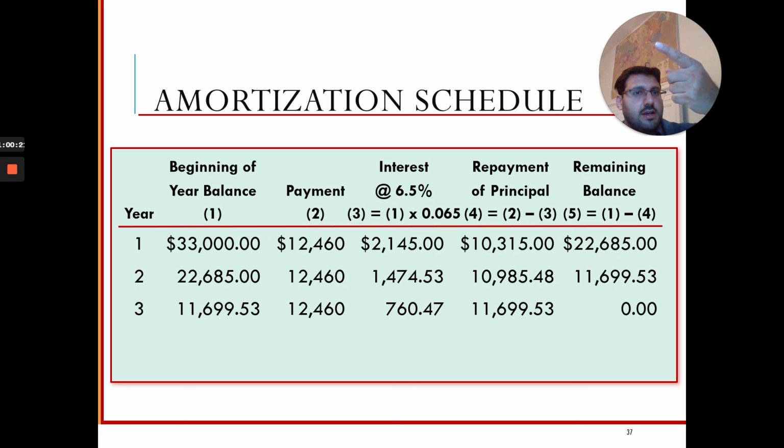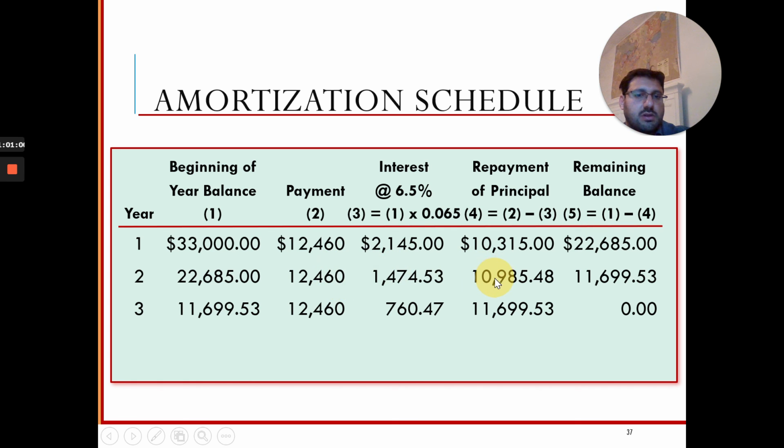principal repayment. So what is now the balance? My repayment of the principal, which is this one, 10,315, subtracted from 33,000. So this is the remaining balance for the next period, meaning next year. Over here, the periods are described on a yearly basis, right? So 22,685. Now this payment again remains the same. Same payment won't change. What is the interest? 6.5% of 22,685. This is the interest payment, and this needs to be subtracted from 12,460.